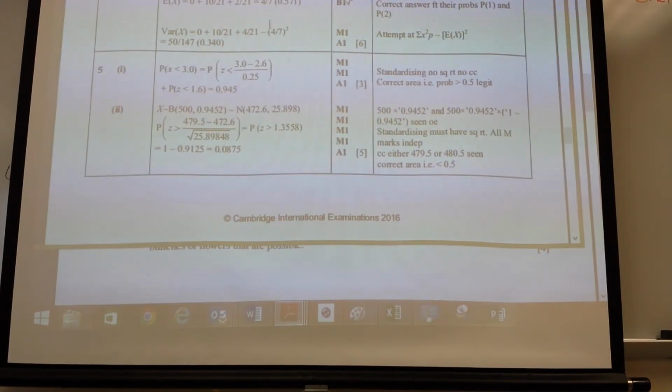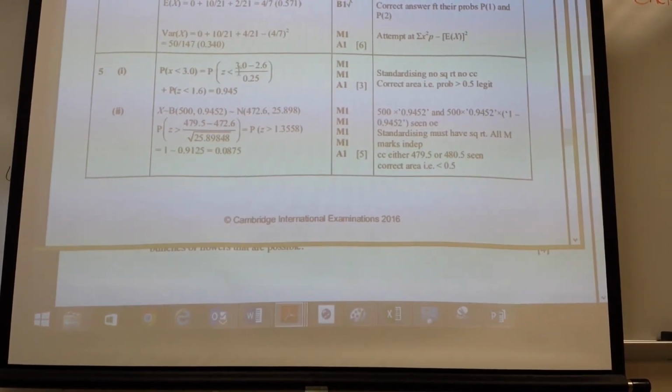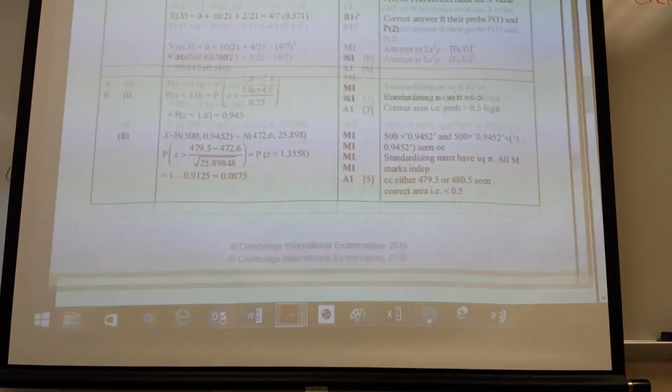So the probability of less than 3.0. Is everybody cool with remembering how to do that? Taking 3.0 minus 2.6 divided by the standard deviation. Go ahead and check out the probability z is less than 1.6 on your chart. You get 0.95. Well, no, 0.945. And that's your probability. So is everybody cool with part I? Yep. That's pretty good stuff.